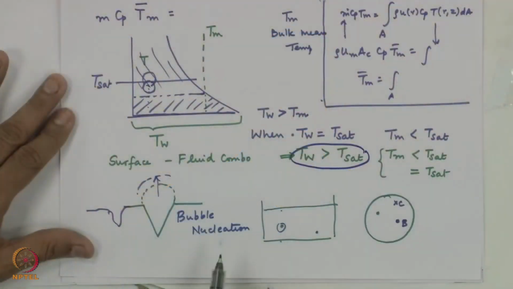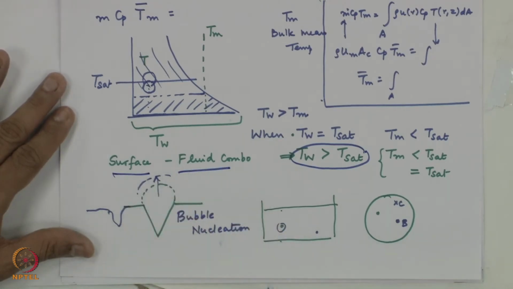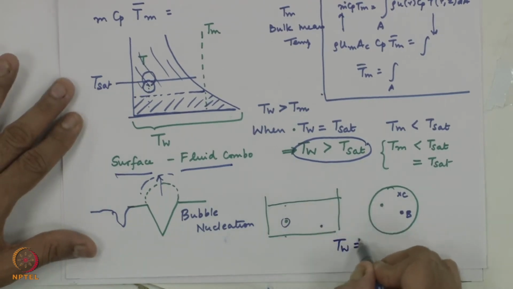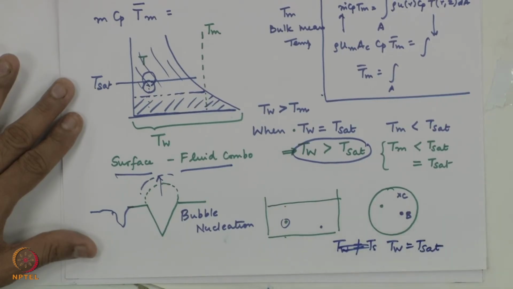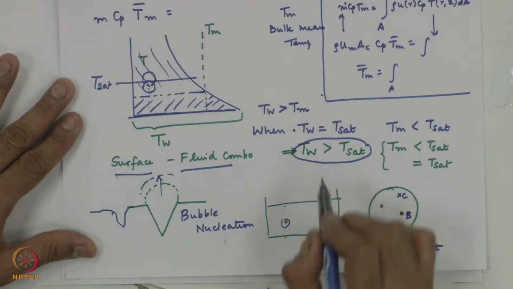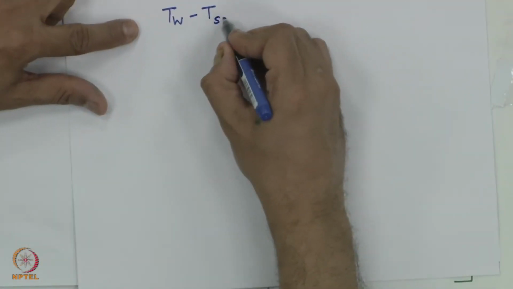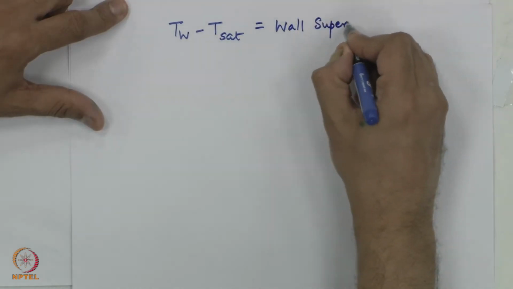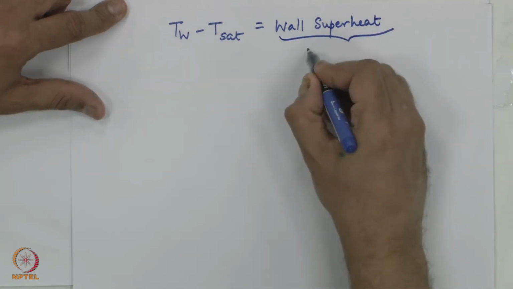How much greater? We don't know. It depends on the surface and fluid combination. It depends on the pressure. It depends on various aspects. It's a very complex phenomenon. But T wall equal to Tsat, there will be no nucleation or boiling. T wall greater than Tsat by a certain amount, that certain amount is called the wall superheat. T wall minus Tsat is the wall superheat that is required for nucleation, that is specific, and this is obtained from empirical correlation.